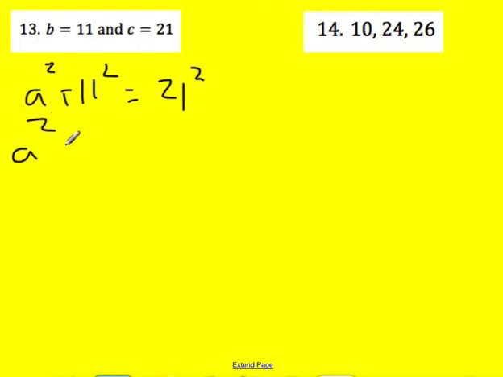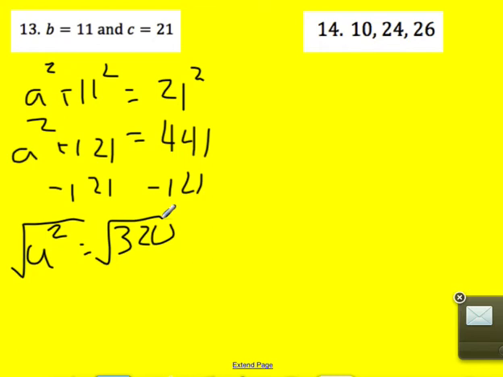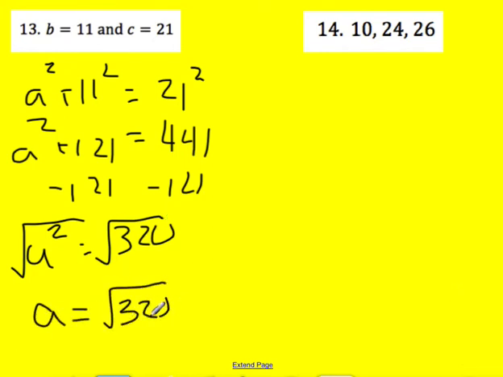So when I get a squared plus 121 is equal to 441. Subtract 121 from both sides, and then we get a squared is equal to 320. Then we're going to take the square root of both sides, and we have a is equal to the square root of 320.